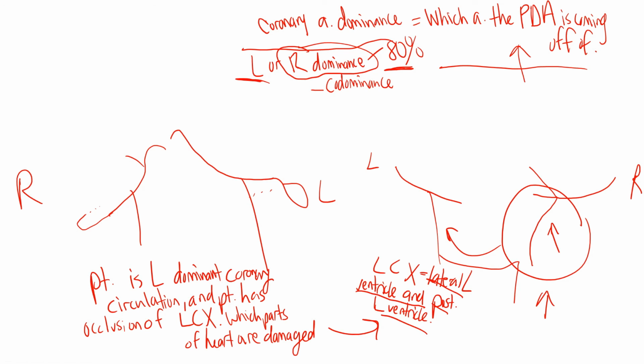They would put what the left circumflex normally supplies, but then you would have to know that in a left dominant patient, the posterior descending artery is coming off of the, in this situation, left circumflex, excuse me. And then you would have to know that because the patient is left dominant, it is also going to include the posterior septum being damaged as well.